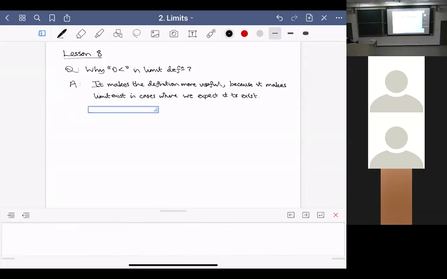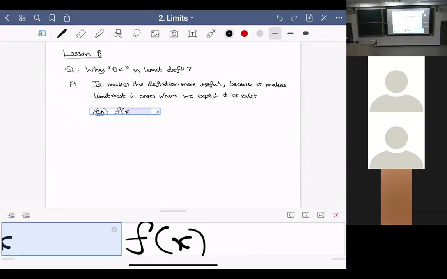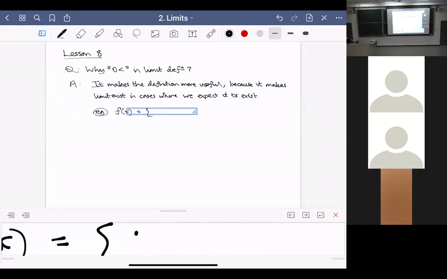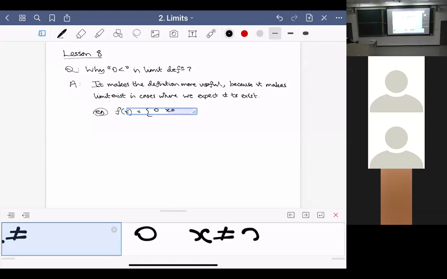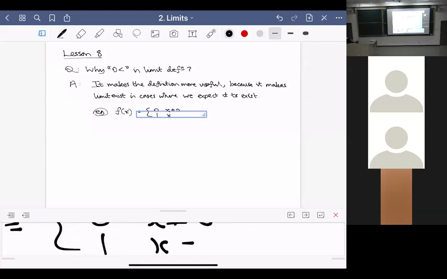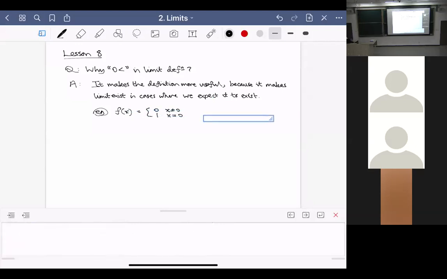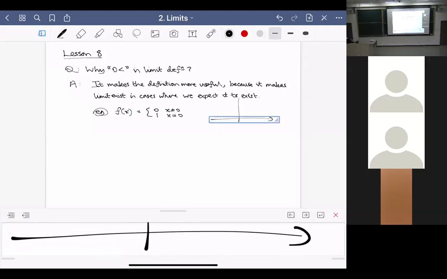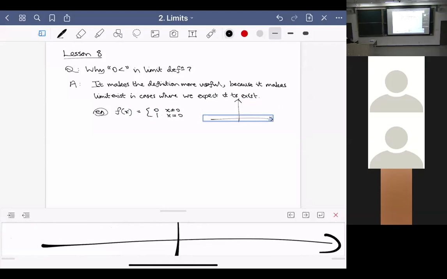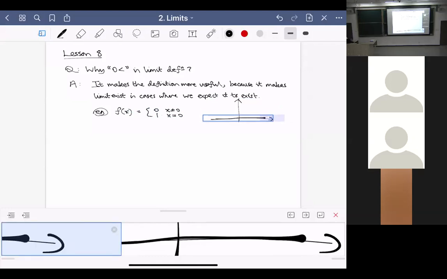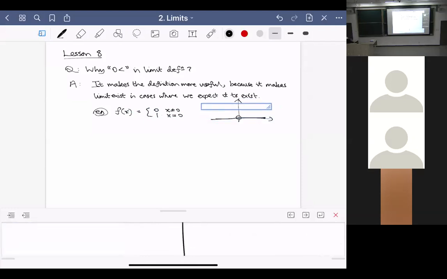So, for example, if I take a function which is 0, except at x equals 0 where it's 1. Okay. So the function is 0 except at x equals 0 where it's 1. Like that.